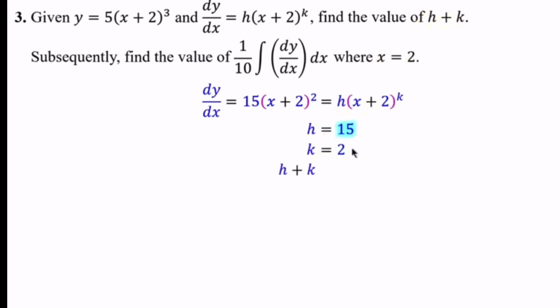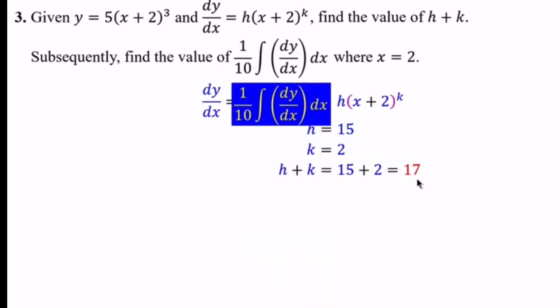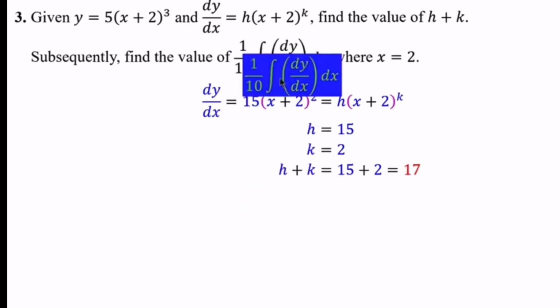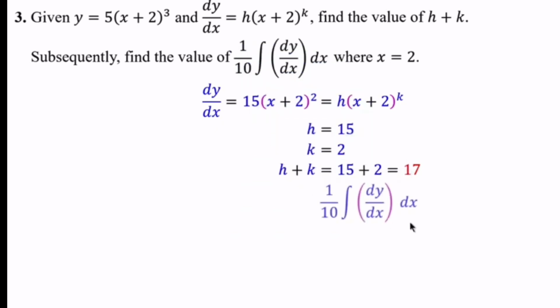So we will take 15 plus 2, and then we add them up. So the answer is 17. Okay, we have solved h plus k, which is 17. Subsequently, find the value of 1 over 10 integral of dy dx. If we integrate dy dx, it will give you y, right? So we will just write 1 over 10 times y, because when we integrate dy dx, we get back y.